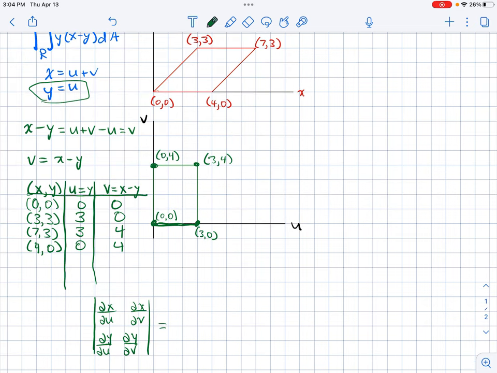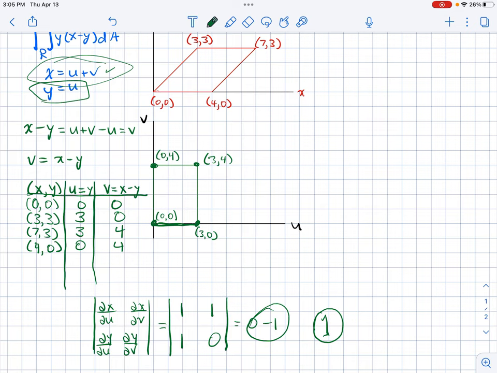Partial x with respect to u. Well, x is equal to u plus v, so this is just 1. Partial x with respect to v, well, that's 1 as well. Now, partial y with respect to u, that's 1. Partial y with respect to v, that's 0. So let's see what this Jacobian is. It's 0 minus 1. So 1 is what we're going to use. We're going to use the absolute value of this thing.